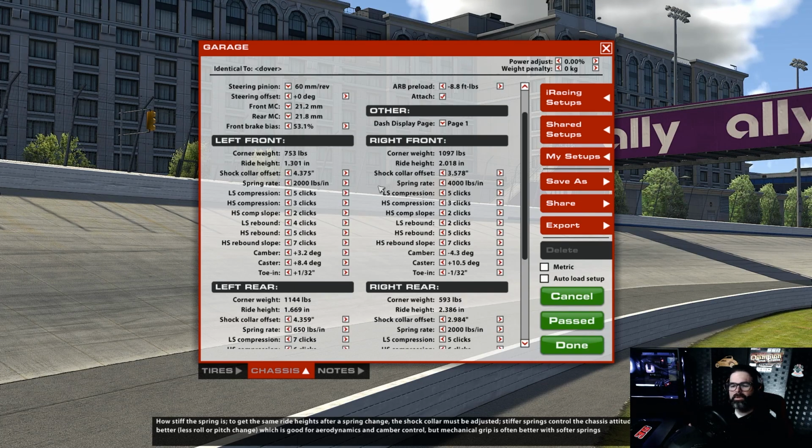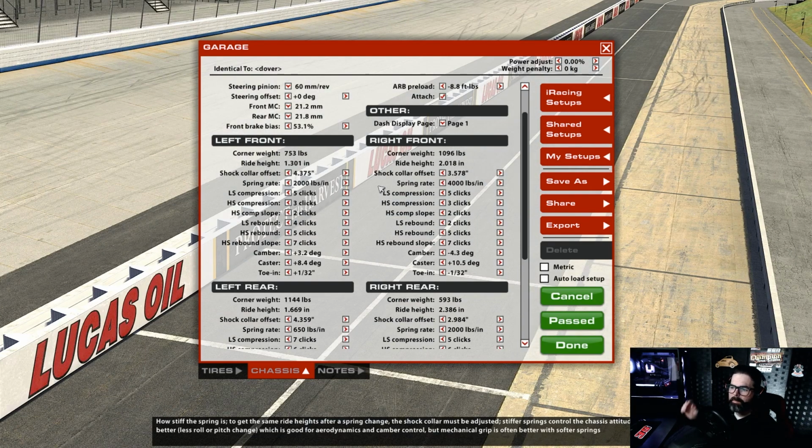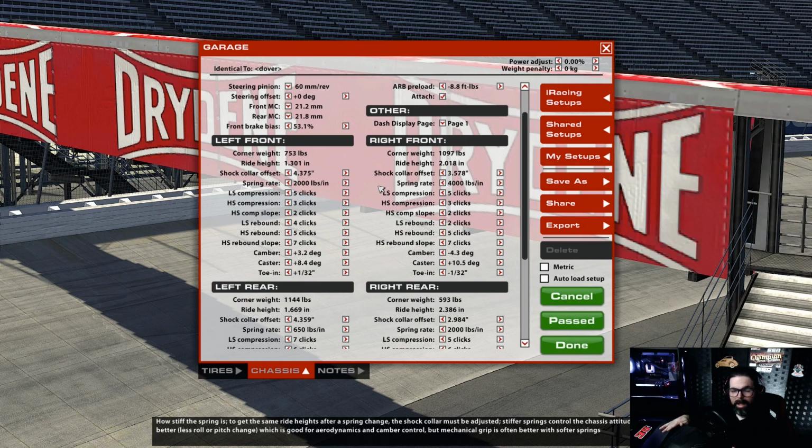Now in real life, this can be done with different pistons and valves and all types of stuff. They have blow off valves, all kinds of different things. But in iRacing, we just have a slope adjustment. Now, what this is going to do is really going to allow you to control the platform of the car while it's handling these bumps.